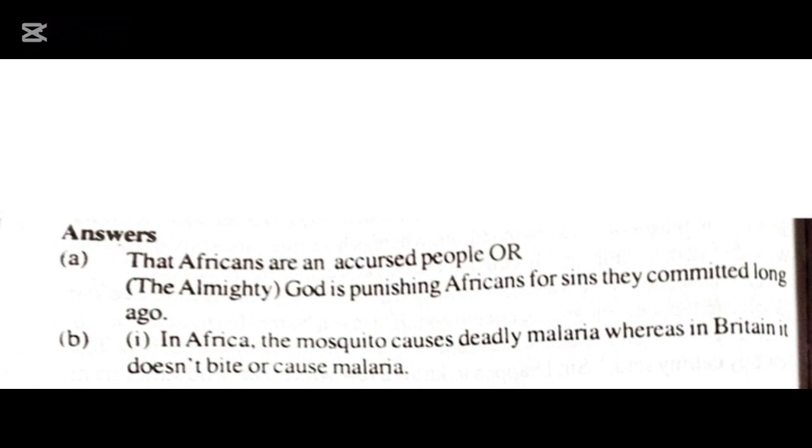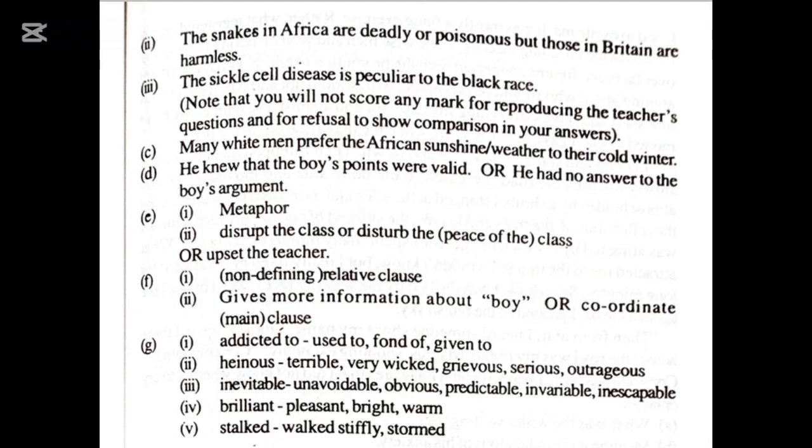B, mention the 3 arguments he uses to support his view. The 3 arguments are: 1, in Africa, the mosquito causes deadly malaria, whereas in Britain it doesn't bite or cause malaria, according to the passage. 2, the snakes in Africa are deadly or poisonous, but those in Britain are harmless. 3, the sickle cell disease is peculiar to the black race. Please make sure your points, your facts are also backed up in the passage. Do not bring in your personal opinion or what you feel should be the answer.